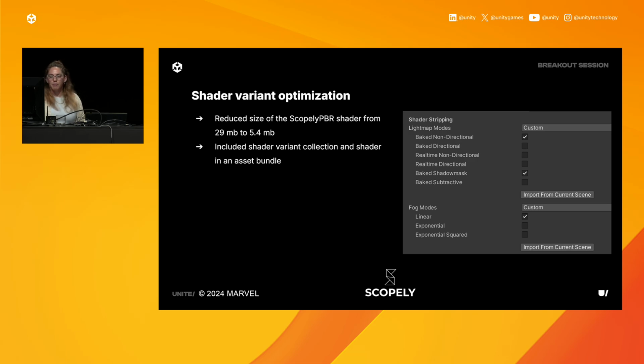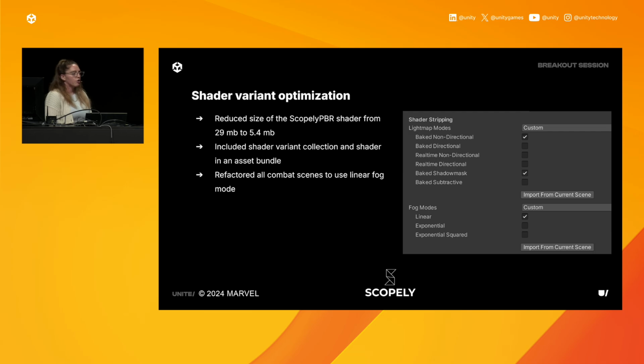Both of the light map and the fog shader stripping settings have an automatic and custom mode. The automatic mode works well if you don't really use asset bundles and you include all of your scenes in build, then it'll automatically detect the variants that are used in the scenes included in build. But if you use asset bundles or load any shaders at runtime that aren't included in a scene, you're going to want to use the custom mode to make sure that those variants don't accidentally get stripped from build.